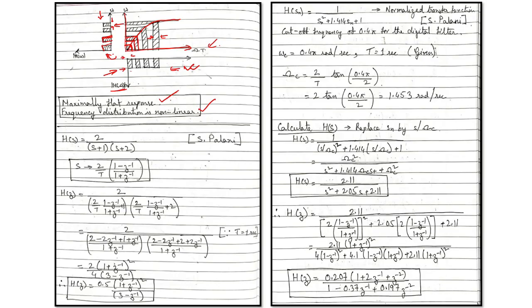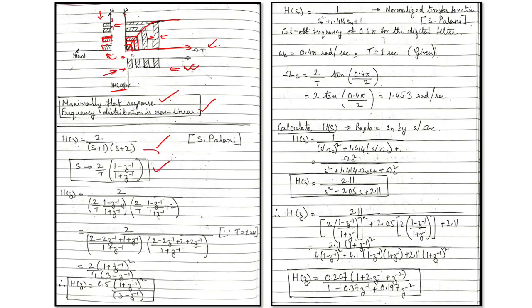However, their frequency distribution is non-linear. Okay, now with this, let us take up a couple of examples. In the first case, we have H(s) equals 2 by (s plus 1) multiplied by (s plus 2). So we need to convert this filter into a digital filter. It's as simple as that.